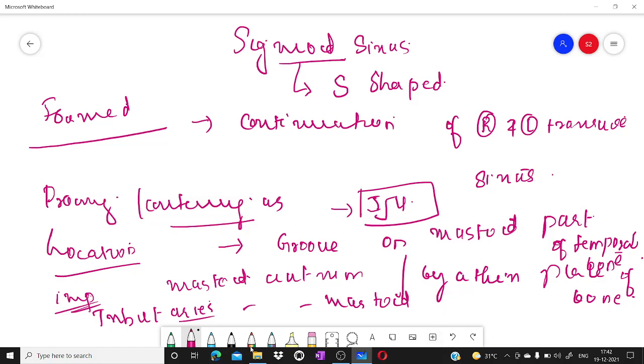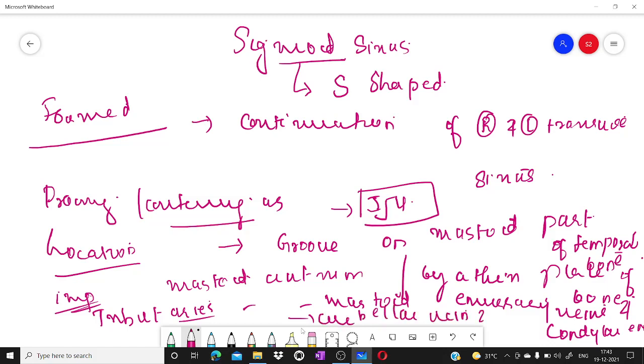The tributaries of the sigmoid sinus are mastoid emissary veins, condylar emissary veins, and it also receives cerebellar veins and the internal auditory vein. So infection from the mastoid can spread through the emissary veins into the sigmoid sinus and can lead to sigmoid sinus thrombosis.